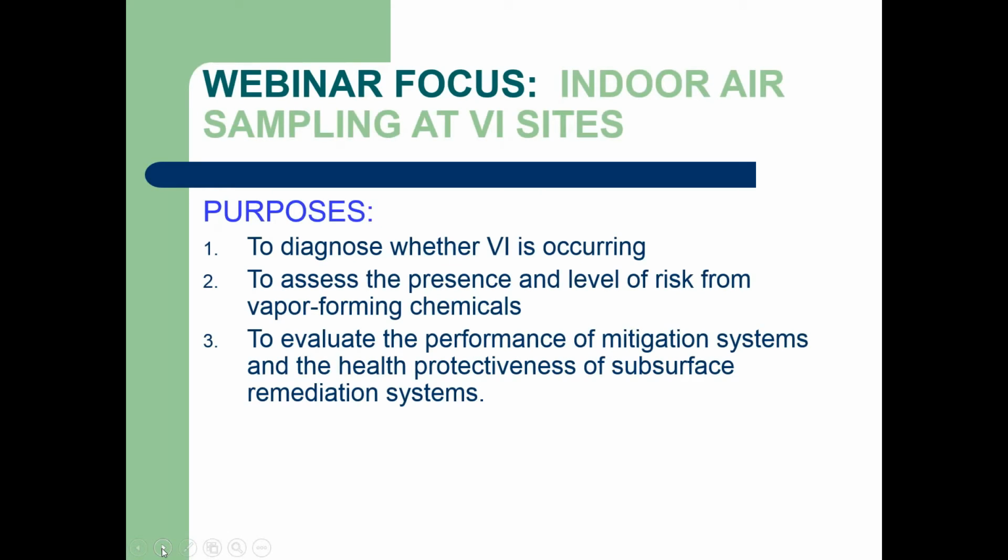In this webinar, we are going to focus on what's new in the EPA guidance document as it relates to indoor air sampling at VI sites. On this slide, you can see some of the purposes for sampling noted by EPA. First, to diagnose whether VI is occurring. Next, to determine the presence and level of risk. And finally, to evaluate the effectiveness of controls.